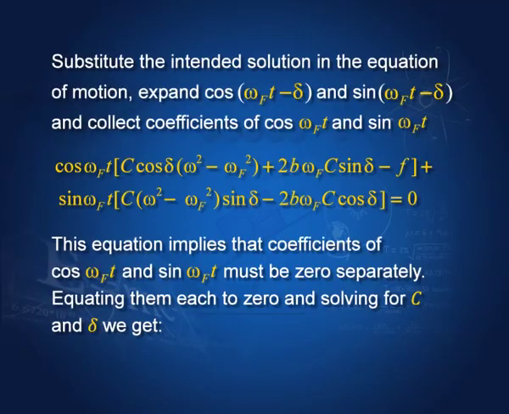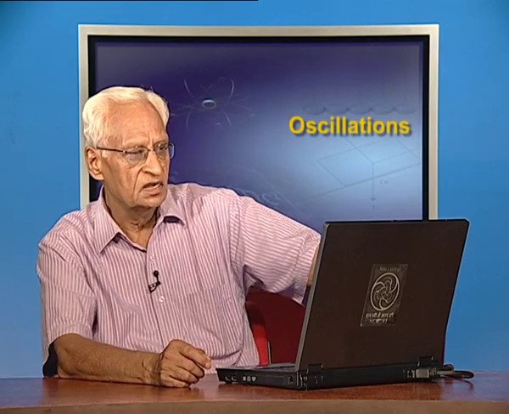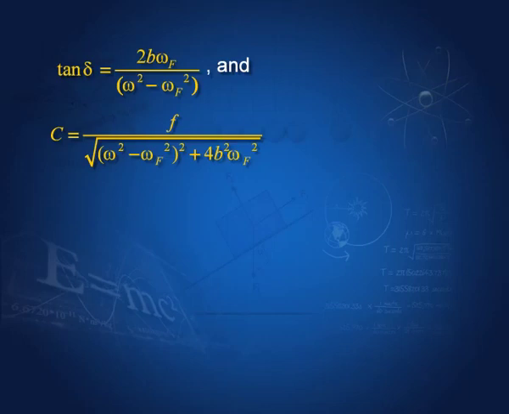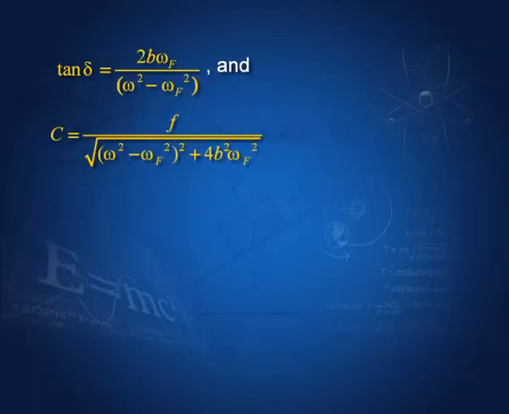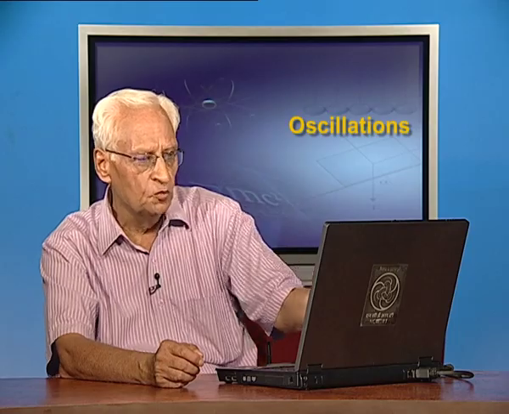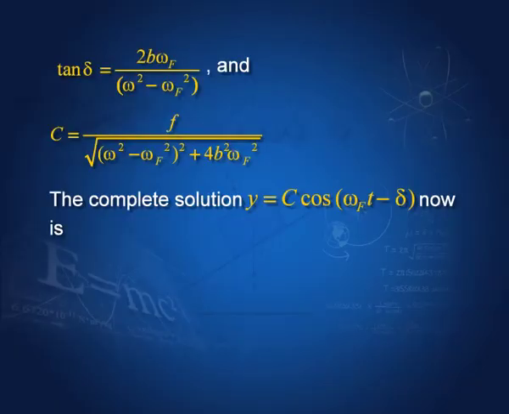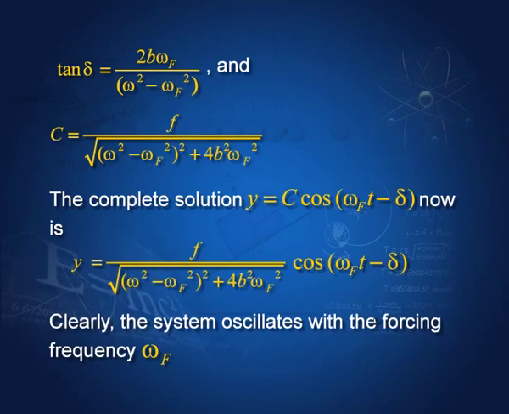0. So, we equate each of them to 0, and we get from those two equations tan delta equals 2b omega_f by (omega squared minus omega_f squared), where omega is the natural frequency and omega_f is the forcing frequency. The constant c, which is the amplitude, is f by the square root of (omega squared minus omega_f squared) squared plus 4b squared omega_f squared. And the complete solution we can now write. The complete solution is c cosine(omega_f t minus delta), where delta is given by this. So, this is the solution of the forced oscillations.